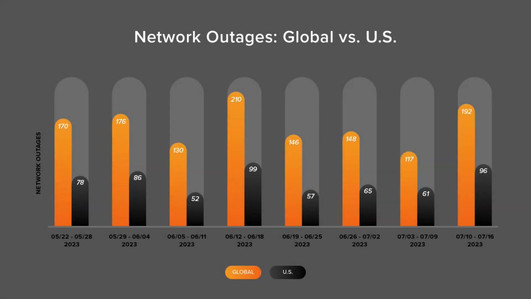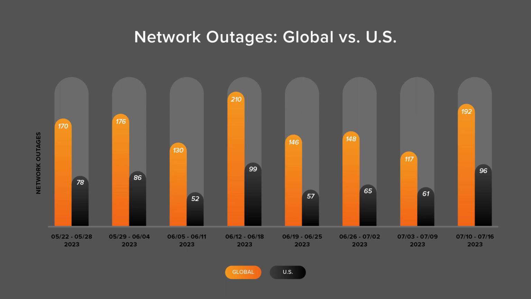Global outage numbers initially dropped, decreasing from 148 to 117, which is a 21% decrease when compared to June 26th to July the 2nd. This was followed by an increase with global outages rising from 117 to 192, which is a 64% increase compared to the previous week. This pattern was reflected in the US, where outages initially dropped from 65 to 61, which is a 6% decrease when compared to June 26th and July 2nd. The US outage numbers then rose from 61 to 96 the next week, which is a 57% increase.